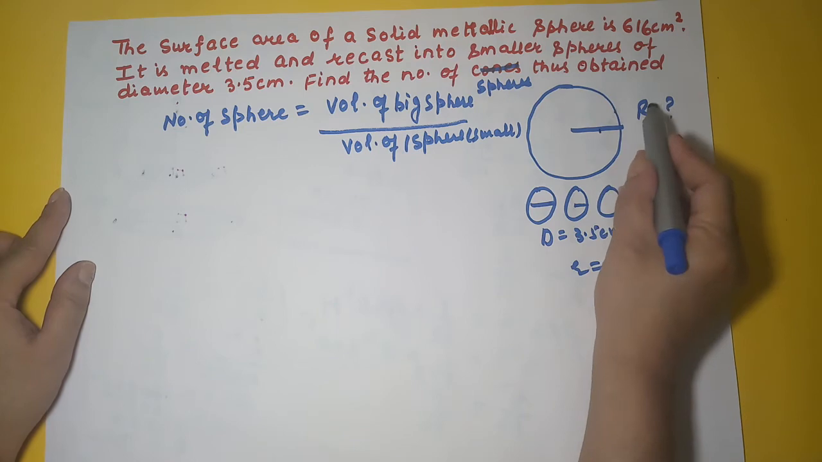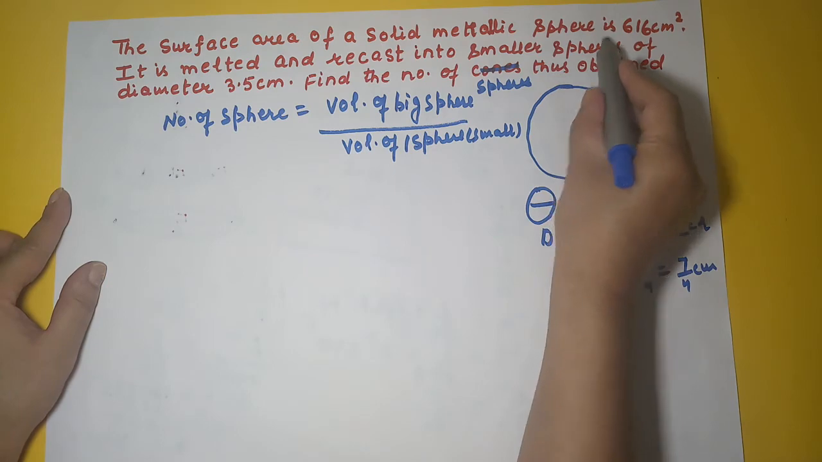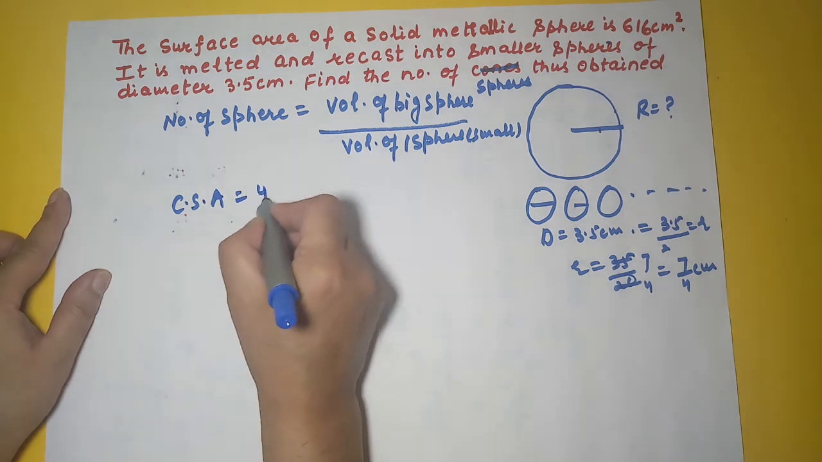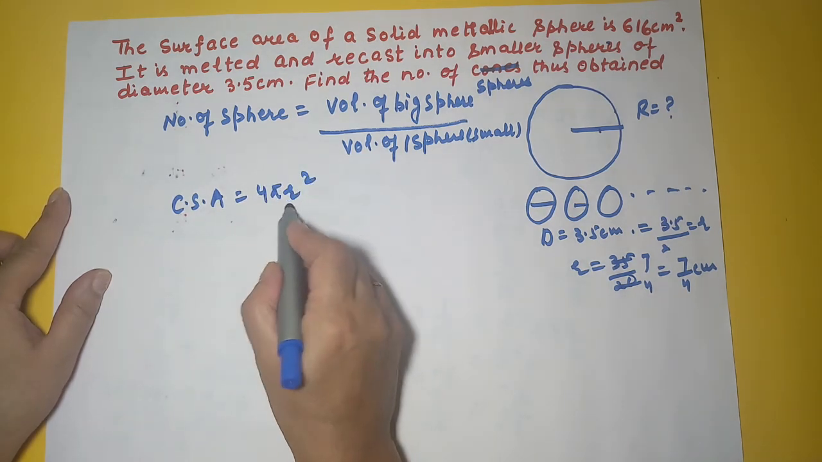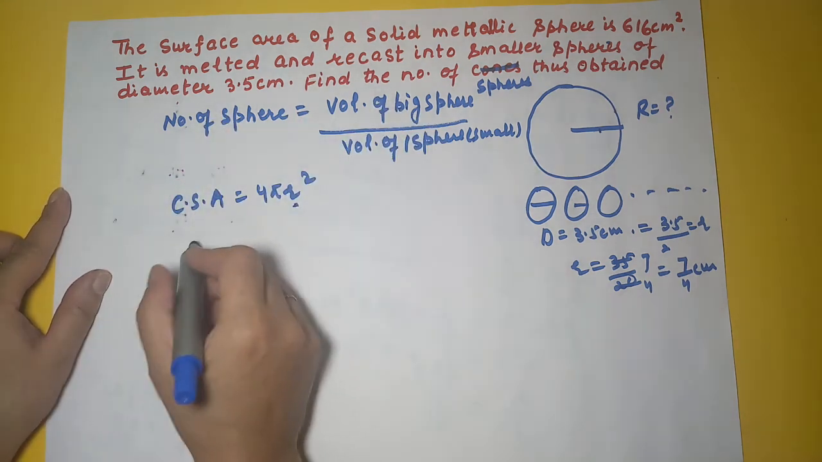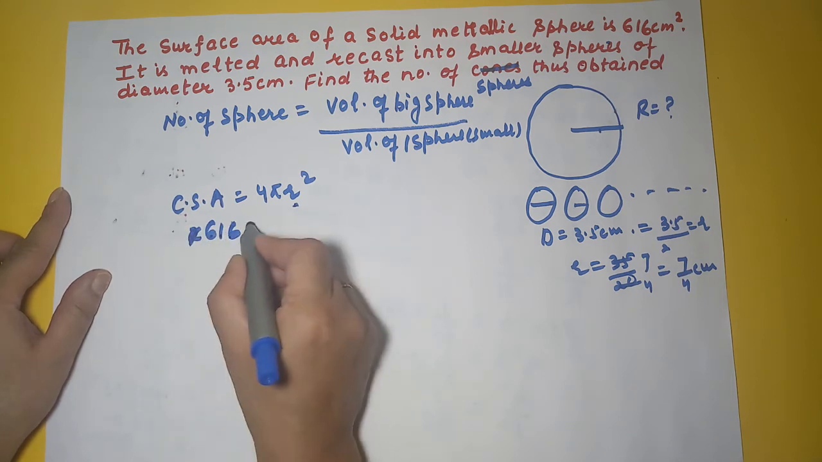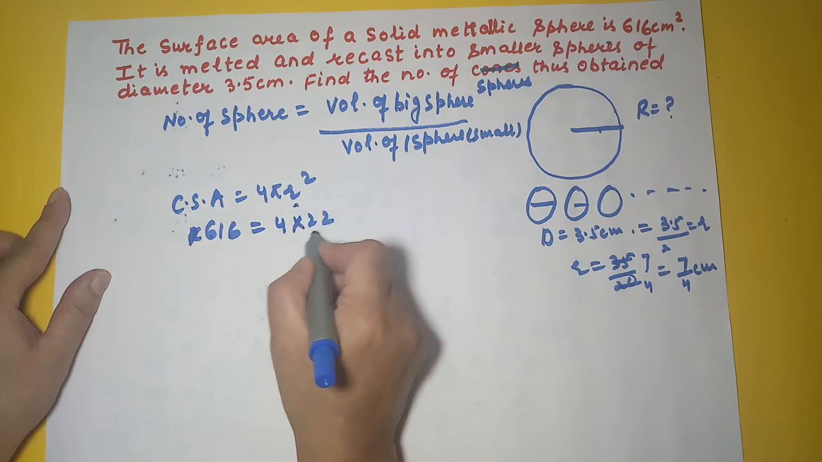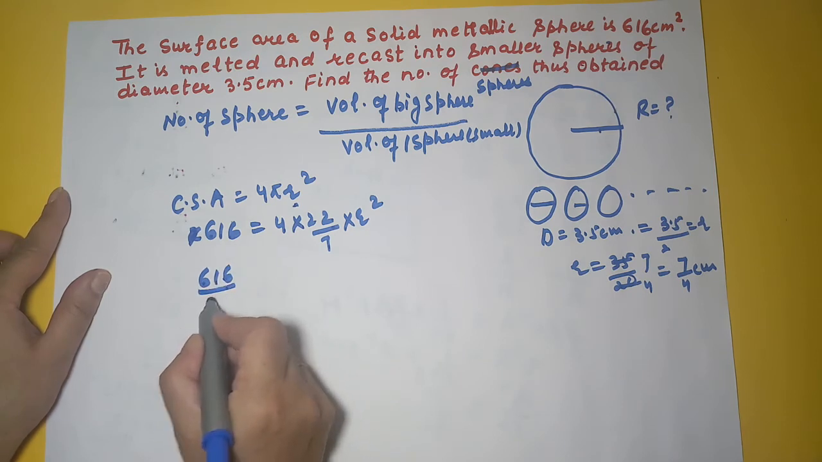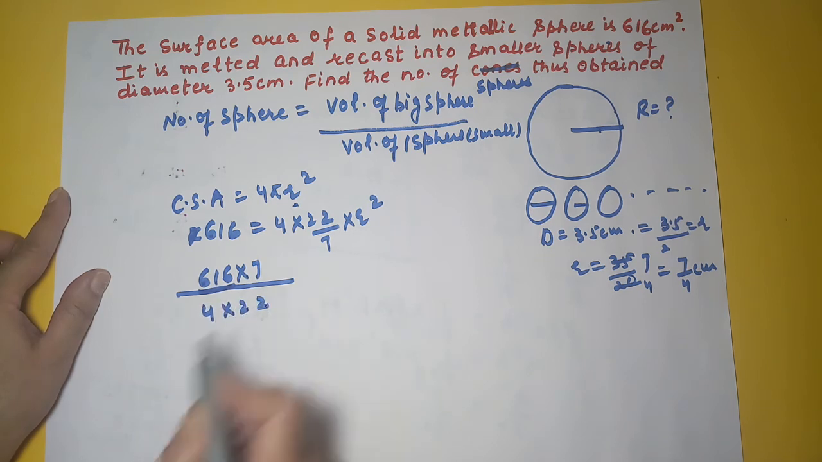But we don't have the radius for the big sphere. So how can we calculate the volume? But he has given us the surface area of this sphere. The formula for the surface area is 4 pi r square. So from here we'll calculate the value of r, then substitute it and get the number of spheres. So we have 616 is equal to 4 into 22 by 7 into r square. So 616 into 7 upon 4 into 22.